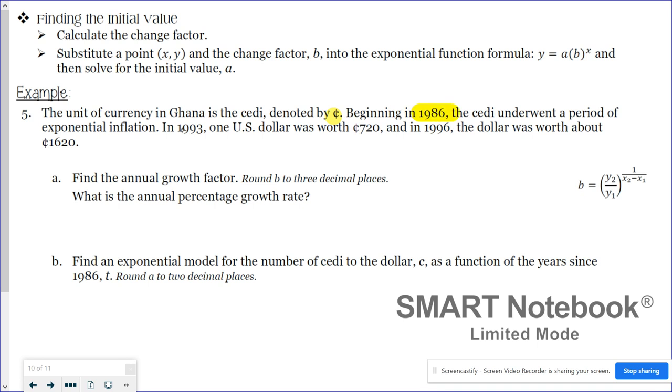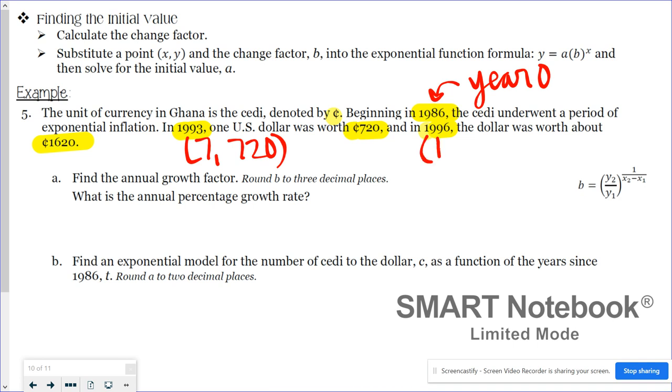So they gave us data. They said in 1993 it was worth 720 cedi, and then in 1996 it was 1,620 cedi. So our data points, if 1986 is year 0, that means 1993 would be year 7. So in year 7, the cedi was 720. And then 1996 would be year 10, and it had a value of 1,620 cedi. So those are our two data points.